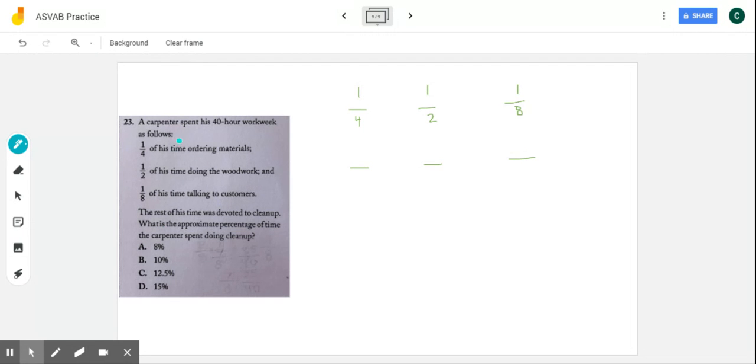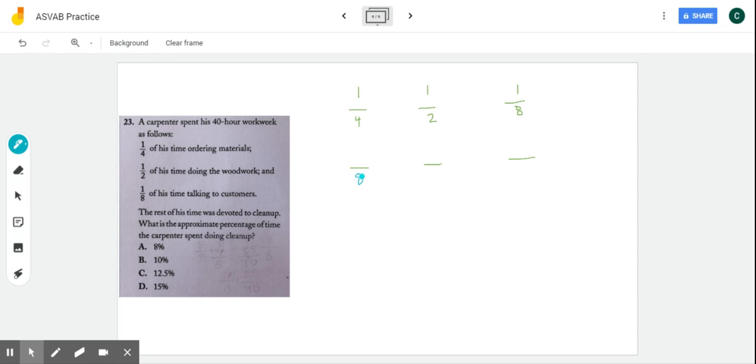So real quick, we could add all those fractions together, and then the rest of the time is cleanup. So then we would figure out the fraction of the other time. Common denominator here, the least common multiple of 4, 2, and 8 would be 8. And if you have questions on this, I'm going to kind of speed through it.